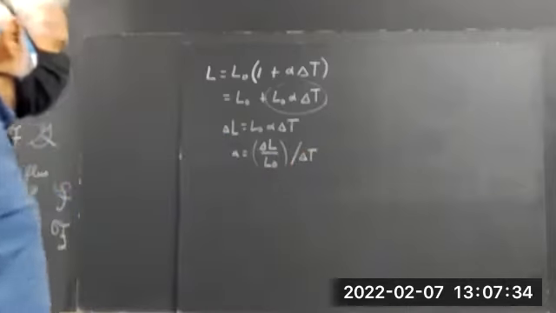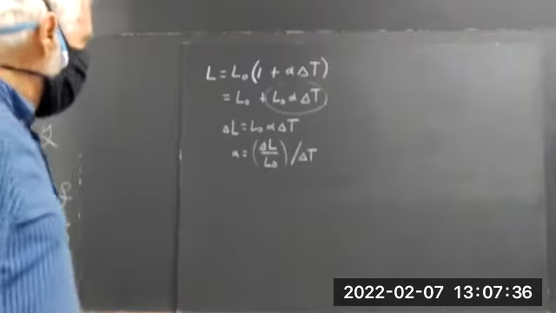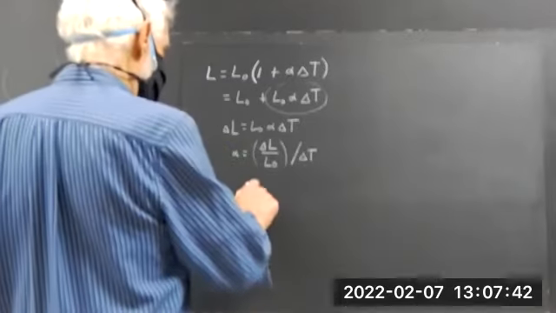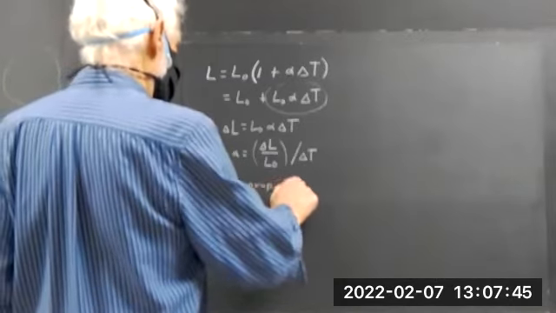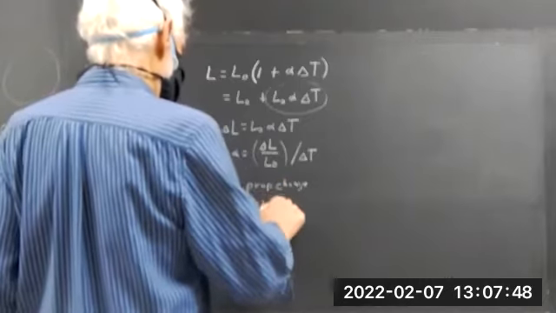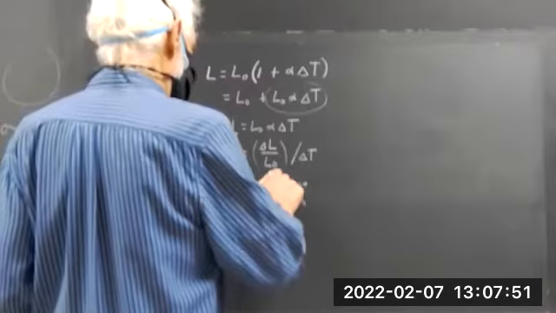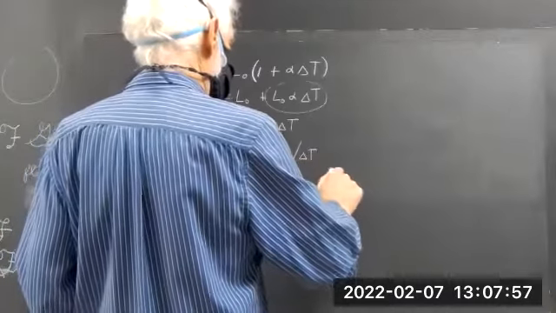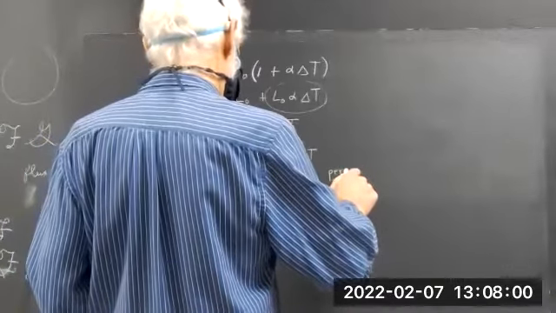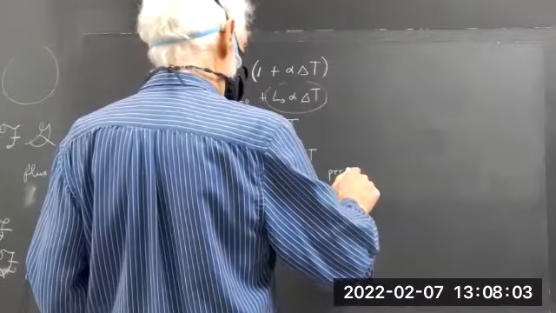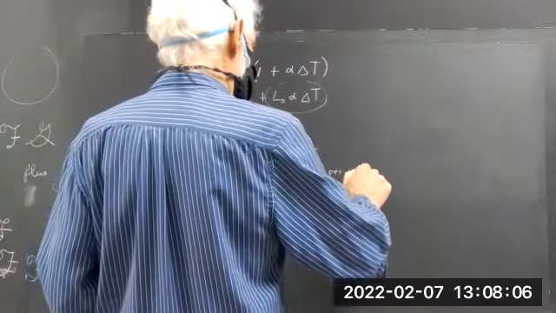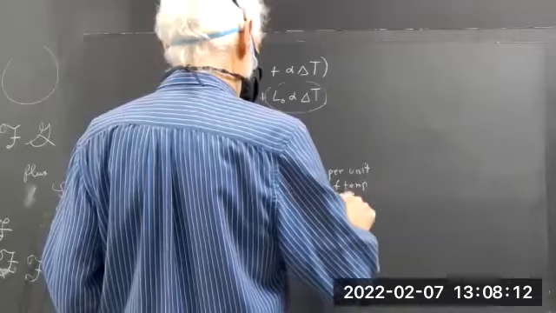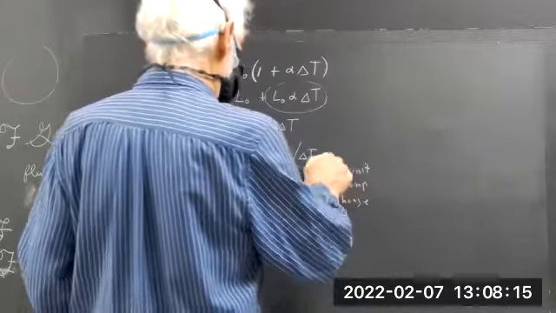All right, this is divided by delta T. Now I could have put the delta T in the denominator here, but I want to label this as proportional change in length into the temperature change.